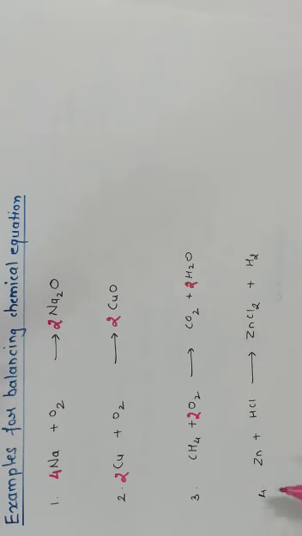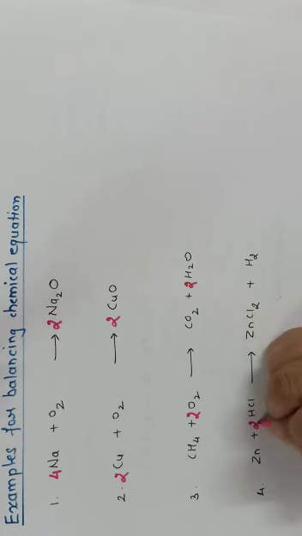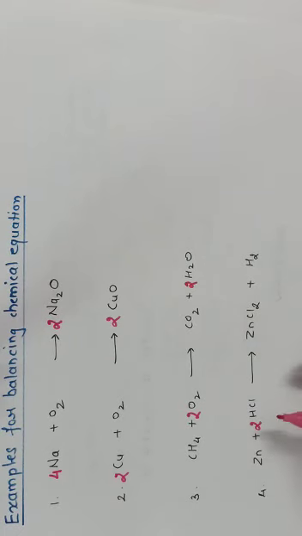Okay, zinc on the reactant side 1, product side 1, so it is already balanced. Hydrogen and chlorine both 1 on the reactant side, but their number on the product side both are 2. So a simple method is to write number 2 here. So hydrogen 2 on the reactant side, 2 on the product side. Chlorine 2 on the reactant side, chlorine 2 on the product side. So now the equation is balanced.